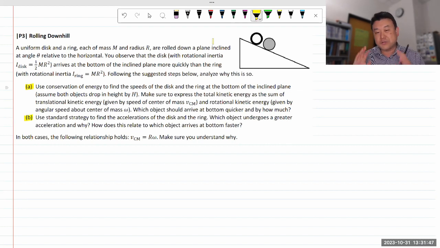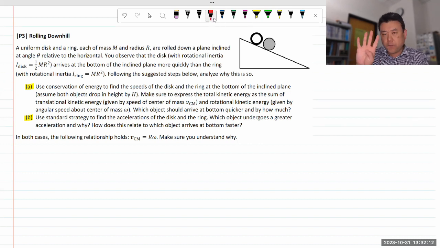So let me just do this one problem in all those three different ways and show the consistency between different methods. The first question, part A, says use conservation of energy to find the speeds of the disk and the ring at the bottom of the inclined plane. Okay, let's do that.